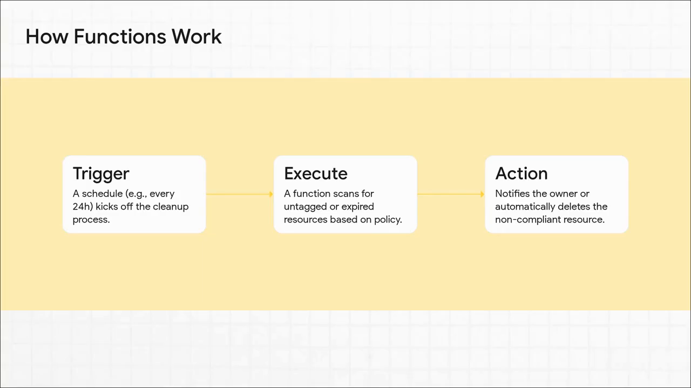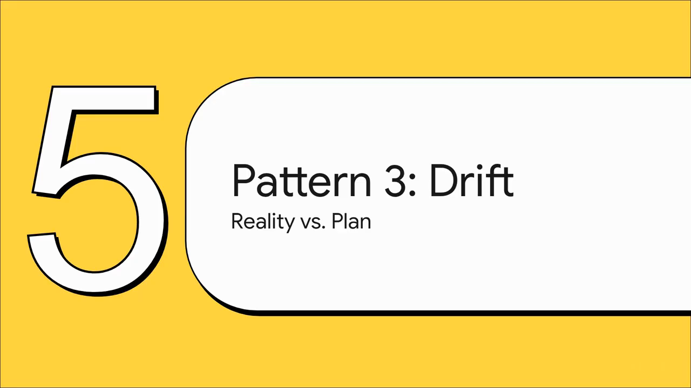And how it works is just this really simple but powerful loop. First, you've got a trigger, maybe a timer that goes off every 24 hours. Second, a function, think AWS Lambda or an Azure function, kicks in. It scans your environment looking for things that violate your policies, like resources with expired TTL tags or no owner. And finally, it takes action. Either it pings the owner to take a look, or if the policy is clear, it just deletes the resource. Simple as that.